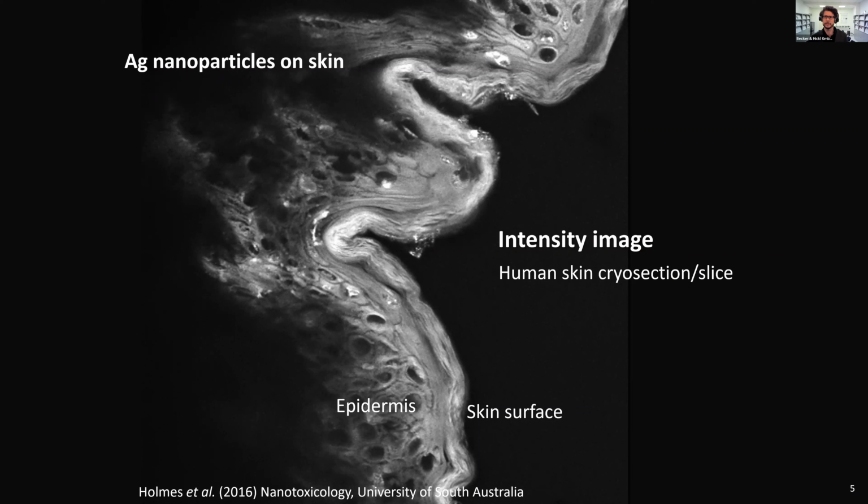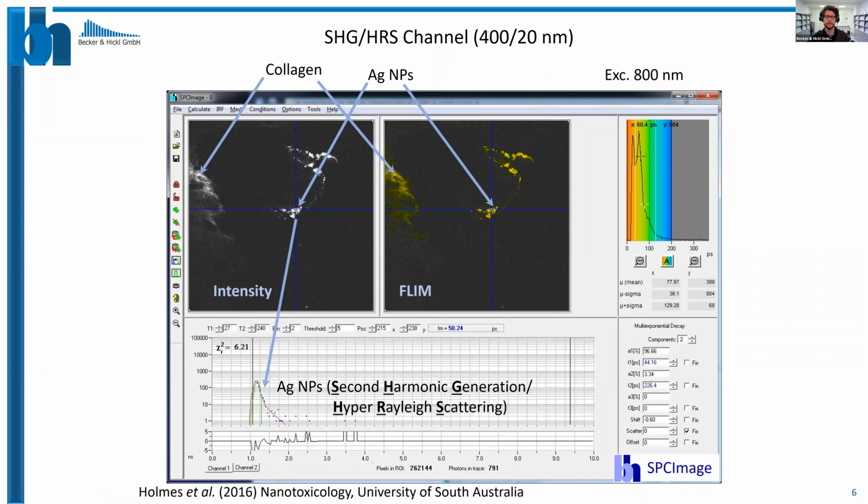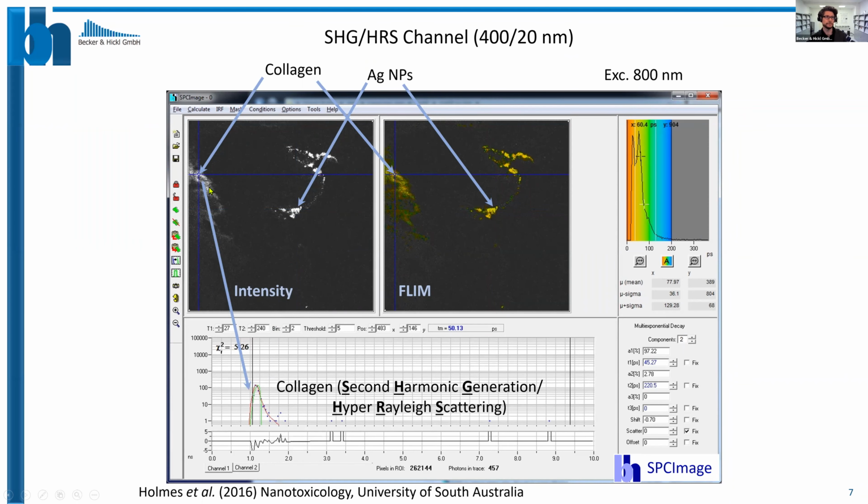Another approach is cryo sectioning. This is another example. This is silver nanoparticles on human skin, and from intensity data, obviously you can't decide if there's any penetration. Now we investigate the same with the FLIM technique. You see here the signature of the nanoparticles that are obviously on top, and the signal looks exactly the same as the signal from here, what is meant to be from collagen. This is both second harmonic generation and hyper-Rayleigh scattering, and you can't distinguish.